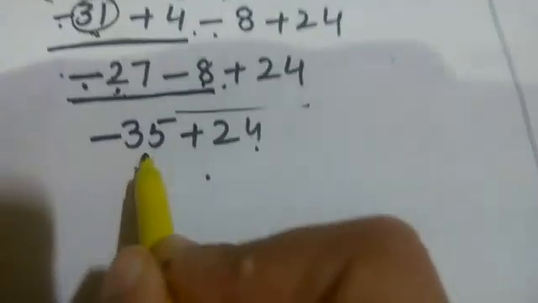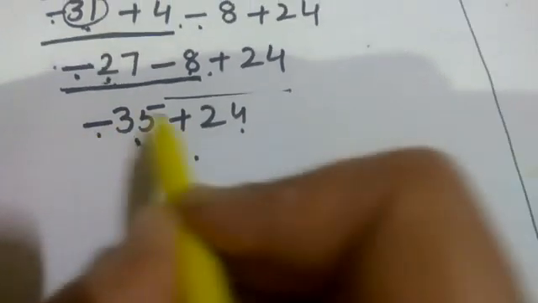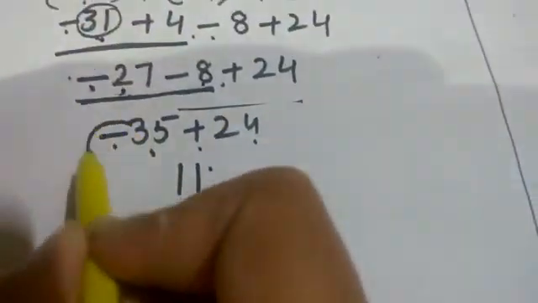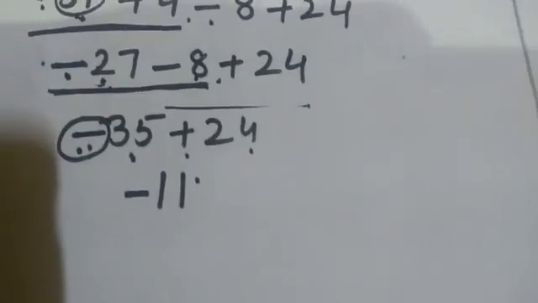Now, the question is minus 35 plus 24. Here one integer is positive and one integer is negative, which means we have to subtract it. That means 35 minus 24, which is 11. So my answer is 11. And in front of 11 we have to put the sign of the greater number. Now who is greater? 35 is greater, and in front of 35 a negative sign is there. So here also the sign is negative.